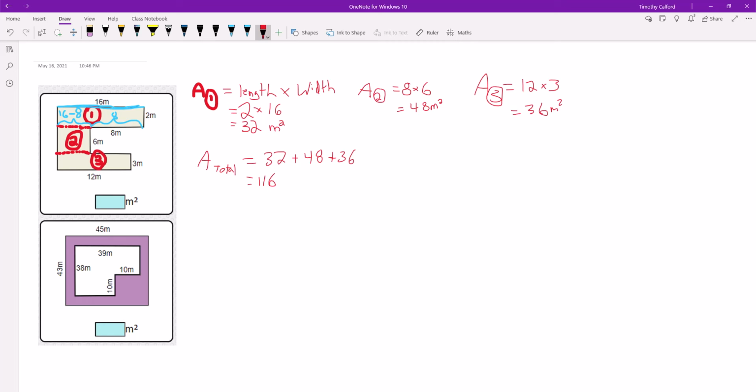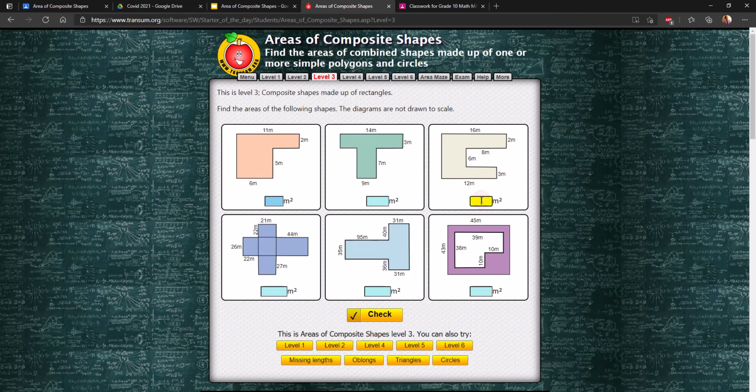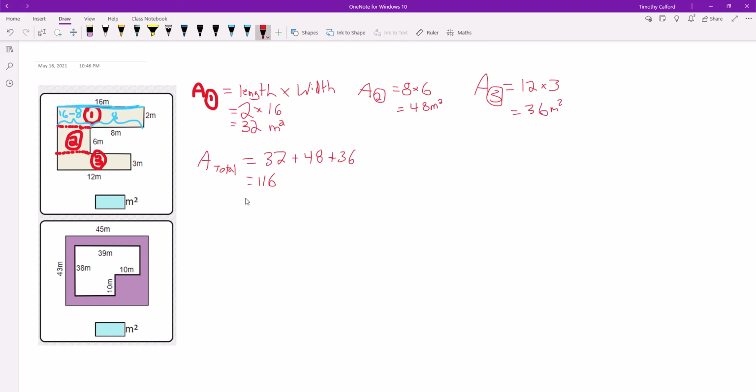And I could check my work by typing it in and pressing the check button. I can see that it was correct. So you can make sure that you understand what you're doing and getting it right that way. Alright, let's try this one on the bottom here. This is like a big rectangle minus this inside stuff.